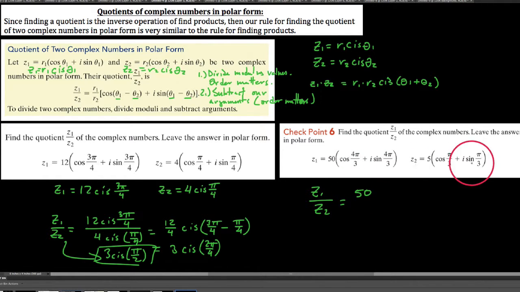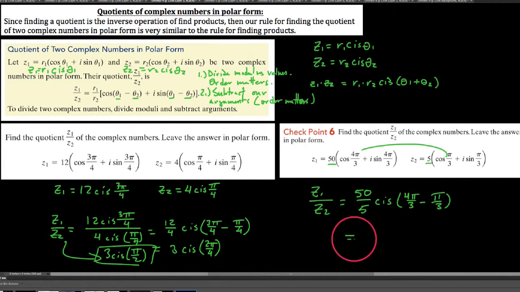If we're going to divide that by this over here, we'll divide the moduli first. So 50 divided by 5, and then we'll just subtract our arguments. Since we're taking z1 divided by z2, we're going to say cis 4 pi thirds, which is the angle in the first argument, and subtract out the angle in the second argument. What we end up with is 10 cis, and 4 pi thirds minus 1 pi third would be 3 pi thirds. We'll simplify this also, but the quotient of these two numbers is 10 cis of pi, just a single pi here.